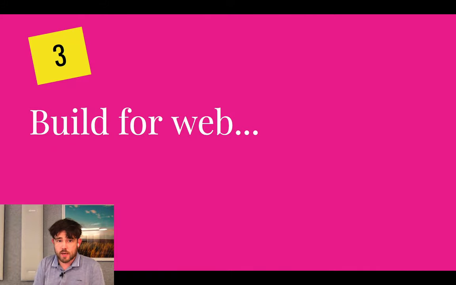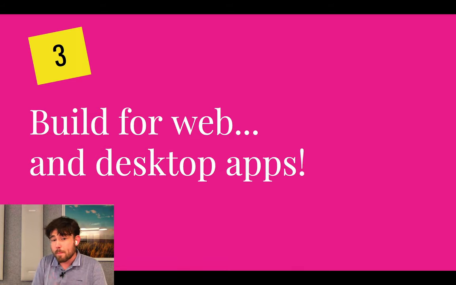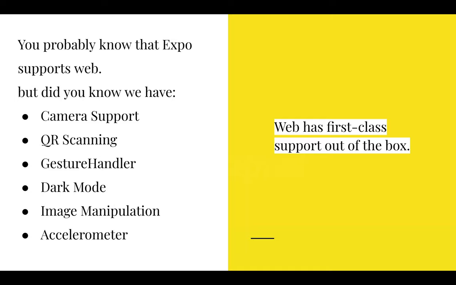So item number three. You can build for web, which I assume a lot of you probably already know, but you can also build desktop apps with Expo. You may already know that Expo supports web, but did you know that in the web support, we have camera support, QR code scanning, gesture handler, right? Like in web, I thought that was really cool.